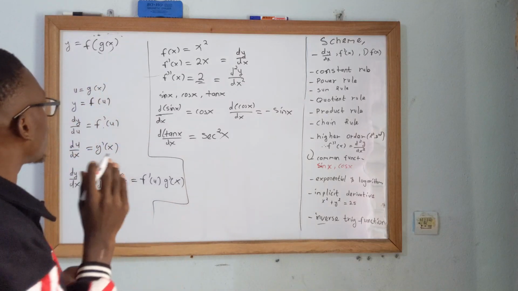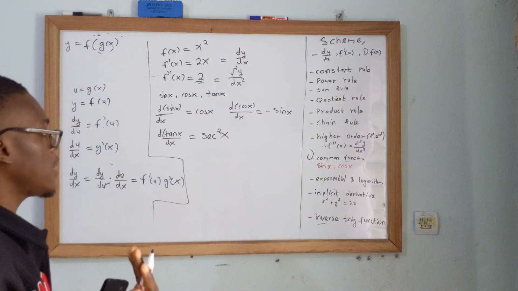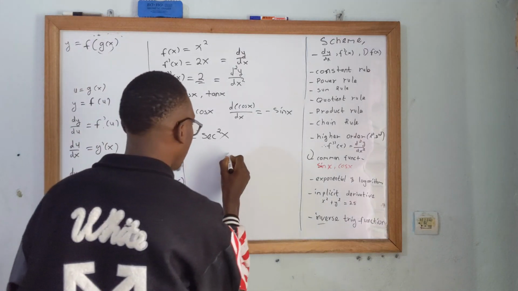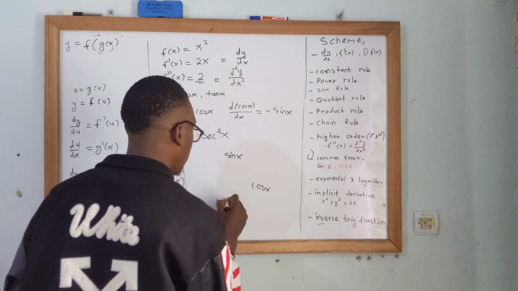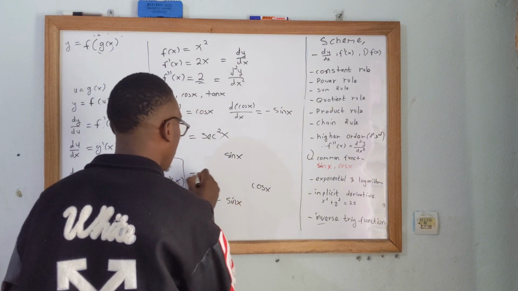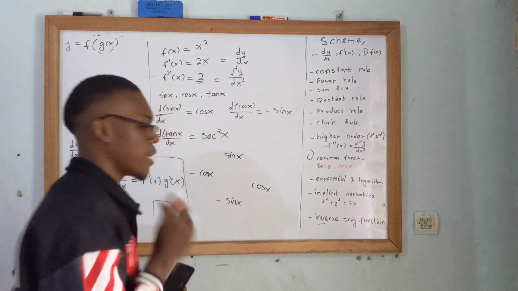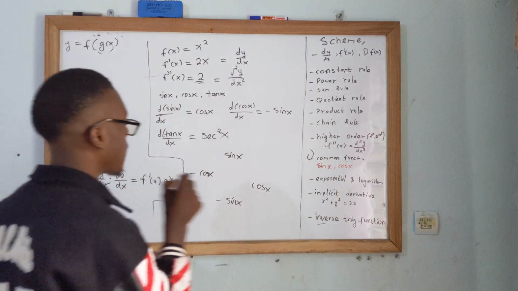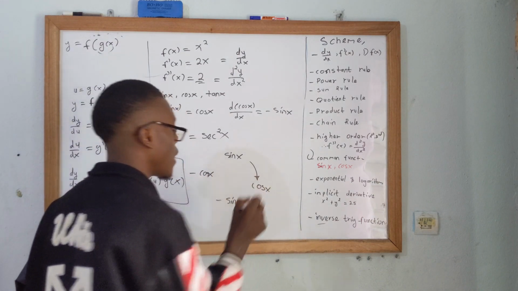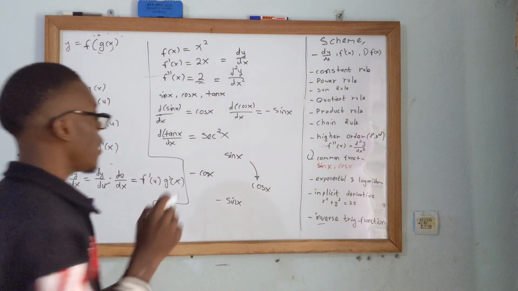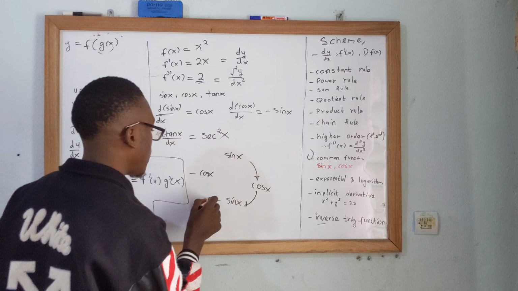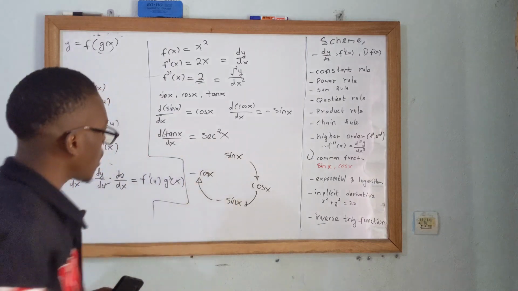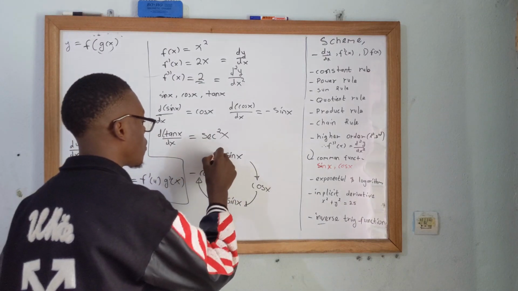Okay, how do we get the derivative of sin x easily? Using this circle, we have sin x, cos x, minus sin x, and minus cos x. Yeah, that's how it looks. If you differentiate, what are you going to have? From sin x, you have cos x. If you differentiate cos x, you are going to have minus sin x. If you differentiate minus sin x, you are going to have minus cos x, just negating it. And if you differentiate minus cos x, what are you going to have?